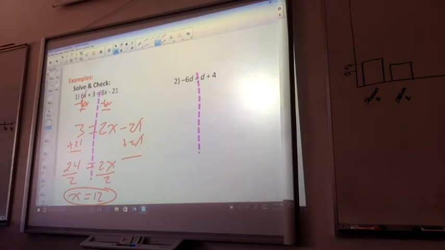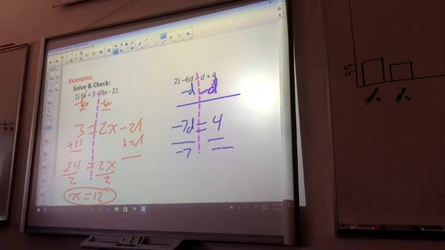What about number 2? I have a d on both sides, but on this one I only have a 4. So what do you think we should do? Go ahead. Minus the d. Okay. Over to the other side. Subtract D, subtract D. So negative 6D minus D is negative 7D. And that's going to be equal to 4. Agree? Yeah. And then I'm going to divide each side by the negative 7. So I wind up with an answer of D equals negative 4 over 7.